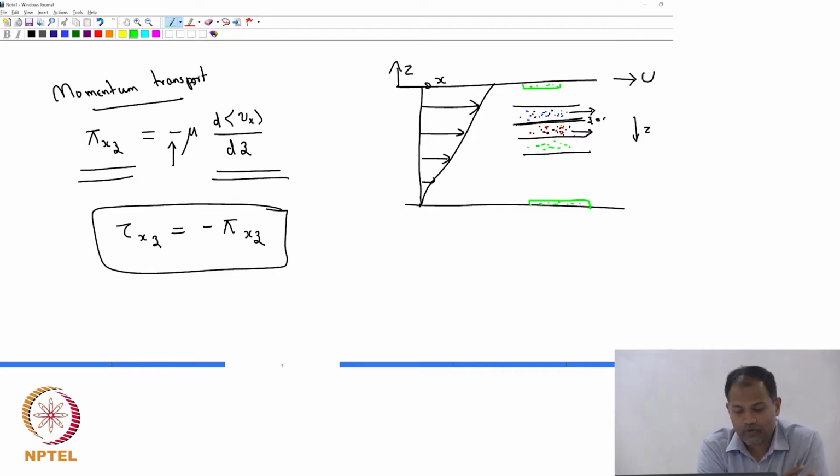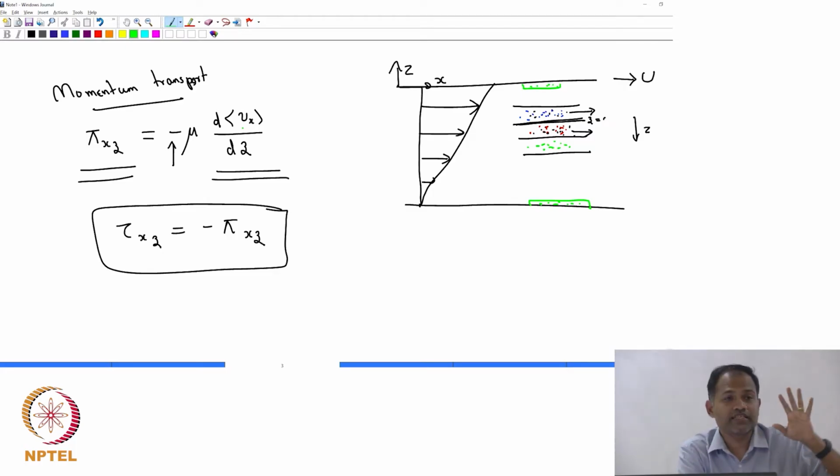We define tau xz as just mu times the velocity gradient. Now for the momentum transport, we have just said that momentum flux is proportional to the negative of the velocity gradient, so it makes sense to define pi xz with a negative sign. So we rather define our shear stress as the negative of momentum transport or momentum flux. This negative sign is just to account for the fact that flux is always in the direction of the decreasing gradient. It is just a definition, that is all.